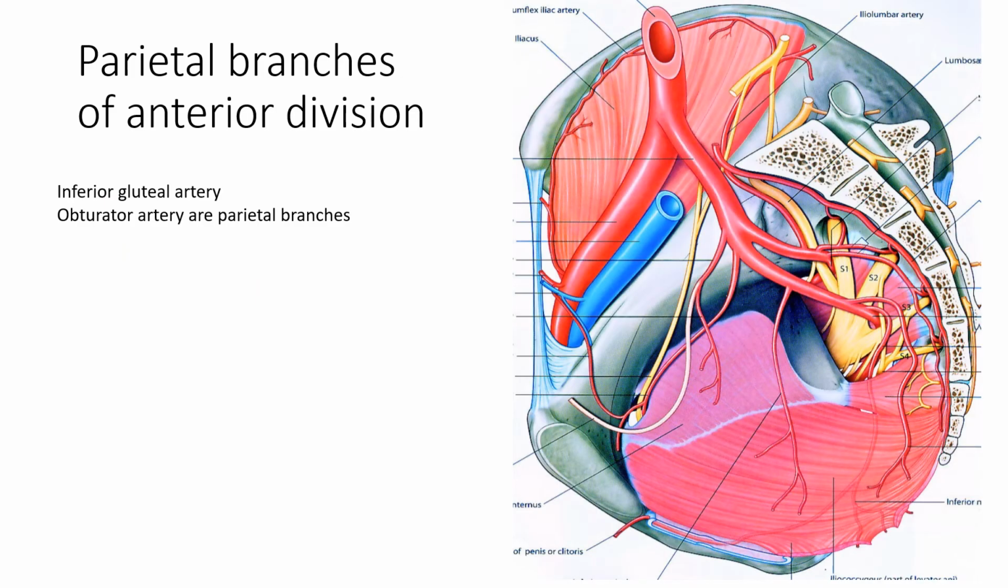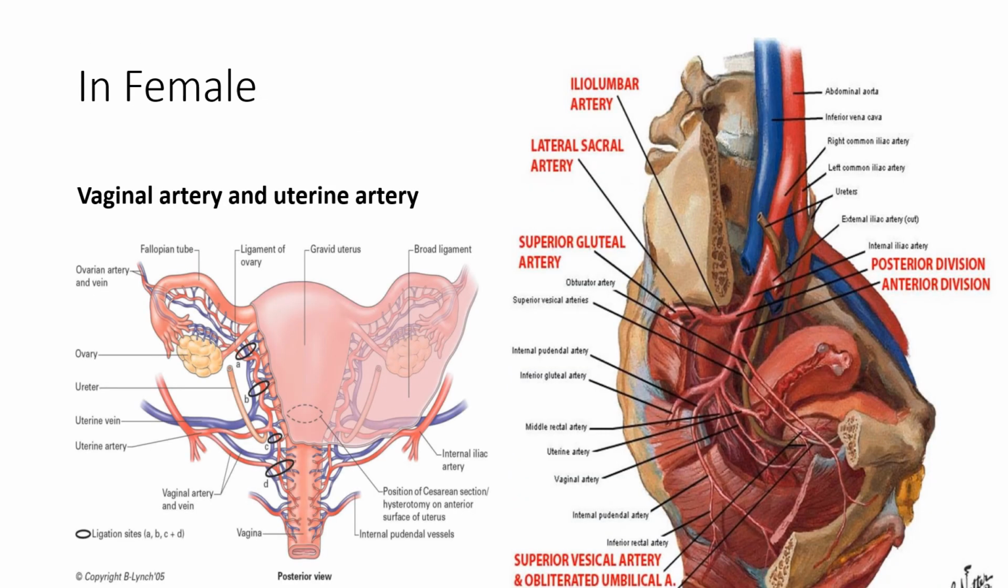Now, the parietal branches of the anterior division are the inferior gluteal artery and the obturator artery. These are the parietal branches of the anterior division of the internal iliac artery. In females, there are the vaginal and uterine arteries.